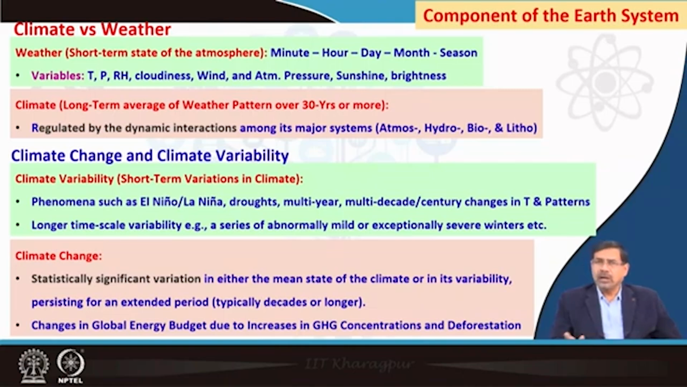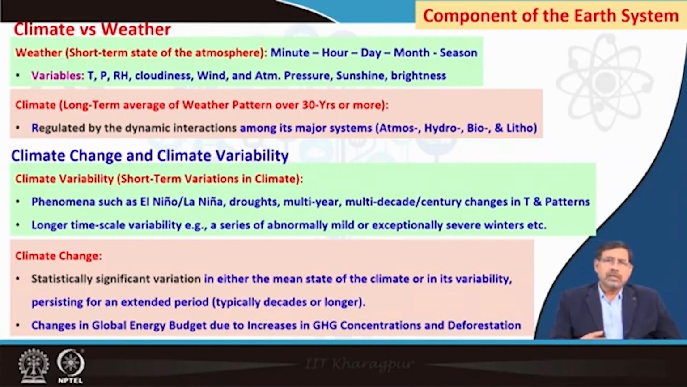Then the different variables that define the weather or climate of that particular place or area: we take help of the temperature. Yes, the temperature range is this much, we say. The precipitation amount is this much. The humidity pattern is this. The cloudiness, the wind, the atmospheric pressure, the sunshine, the brightness, all these are the different variables that define the climate or the weather of any area.